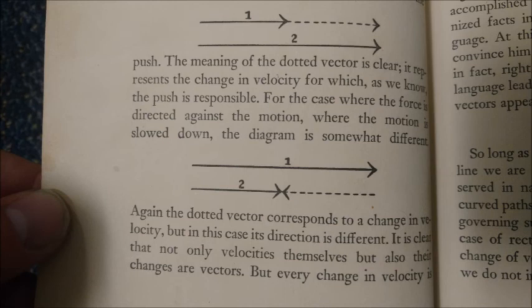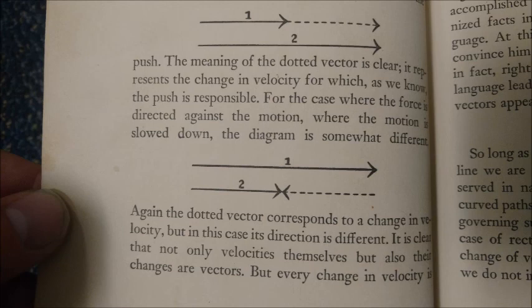The meaning of the dotted vector is clear, and it represents the change in velocity for which, as we know, the push is responsible. For the case that the force is directed against the motion, there is a motion that is slowed down. The diagram is different. The first line is longer and the second line is shorter. The dotted vector again corresponds to a change in velocity, but in this case the direction is different. It is clear that not only velocities themselves, but also their changes are vectors.